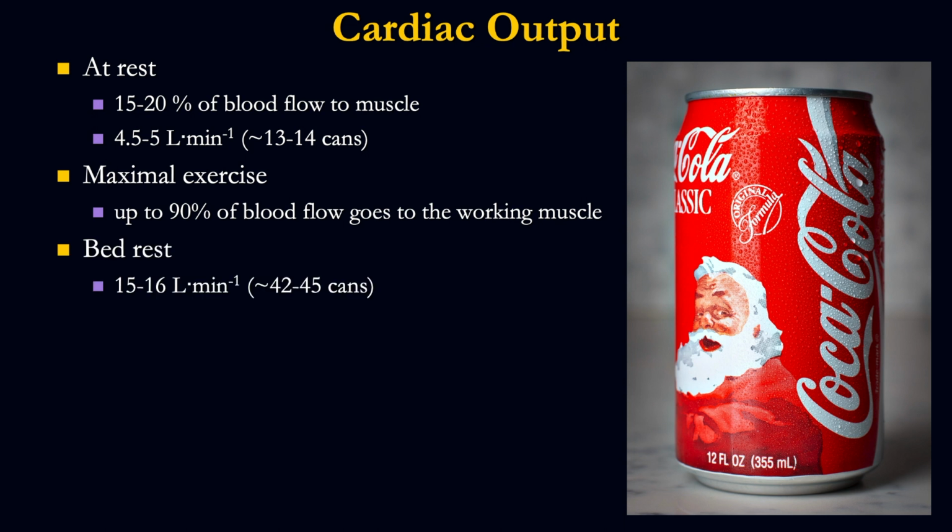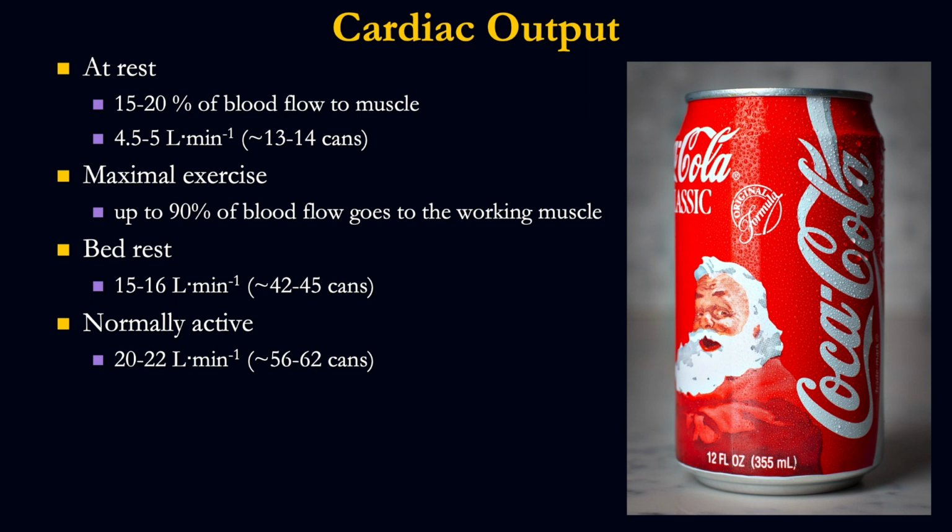With bed rest, cardiac output actually increases to 15 to 16 liters per minute. That's about 42 to 45 cans of soda. Why would cardiac output be greater in a supine position? It's a good question, right? If you're thinking gravity, then you'd be correct. Gravity pushes down on blood and forces it to go laterally. But because veins contain one-way valves, blood is pushed back to the heart. So in a supine position, you're going to have greater cardiac output because there's more blood going back to the heart.